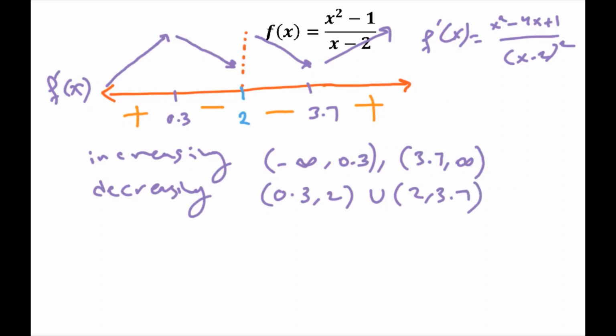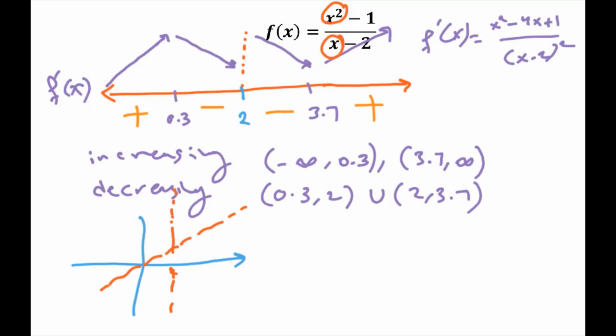Now what about the extreme values? Well, in this case, if I try to draw the function here, this is 2, and since the degree here is more than this one, I will have an oblique asymptote somewhere. It will be somewhere here. Now if I draw the function, it will be here and here. This point here and this one here, this is going to be 0.3, this is going to be 3.7.